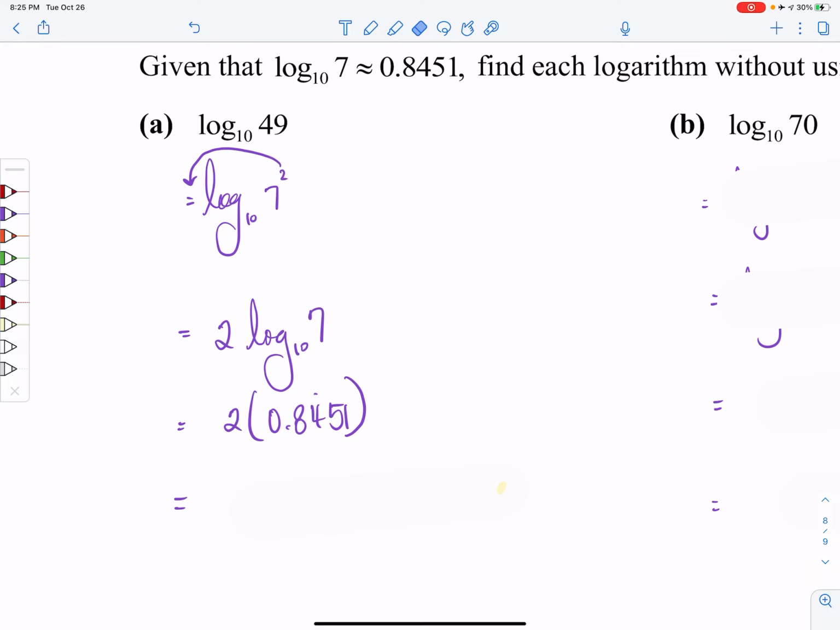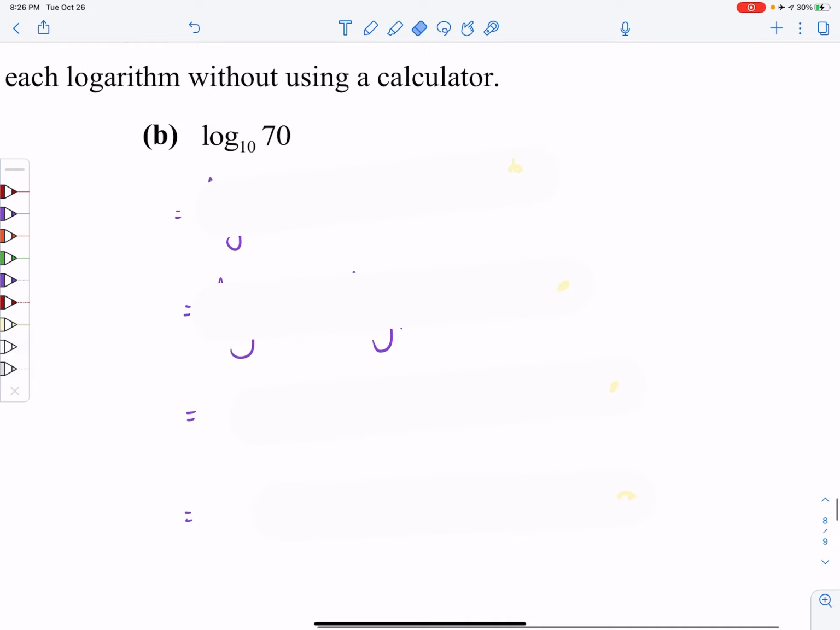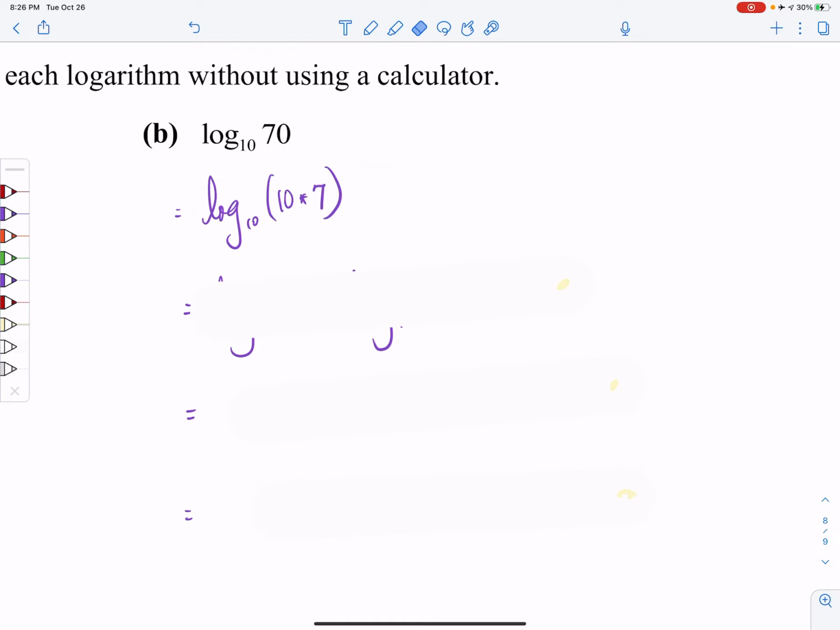Now, this is something that I can multiply quite easily in my head. I don't need a calculator to just double this decimal. I did it in my head, and I got 1.6902. All right, let's try part B. So we've got log base 10 of 70. Well, 70 is the same thing as 7 times 10, or 10 times 7, either way. So this is the log of a product. Let's use the product rule.